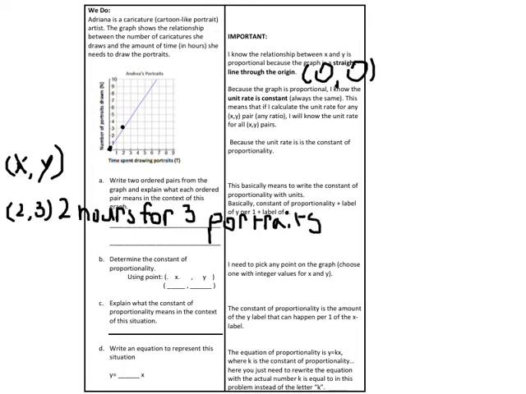I can also see that 6, 9 is on the graph. That means in 6 hours, she can make 9 portraits.